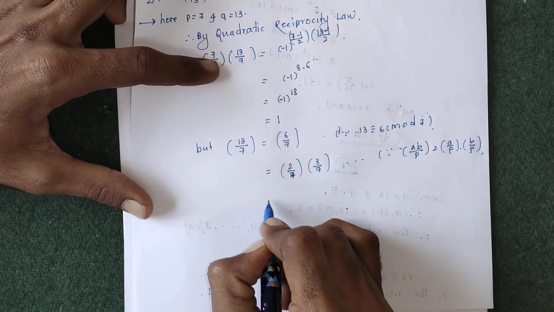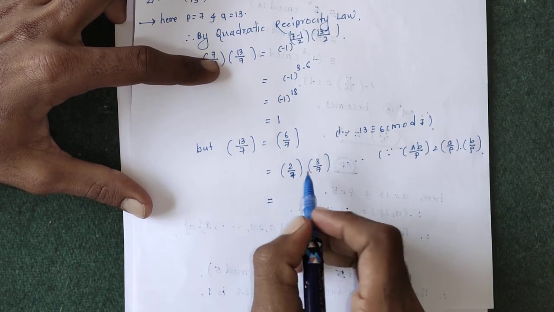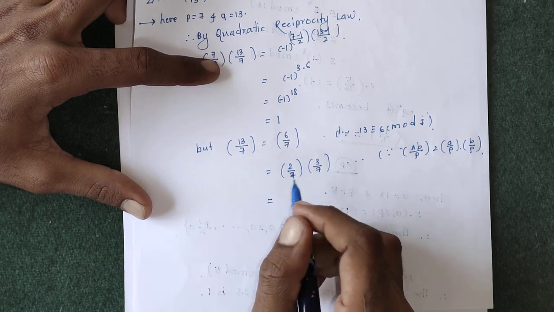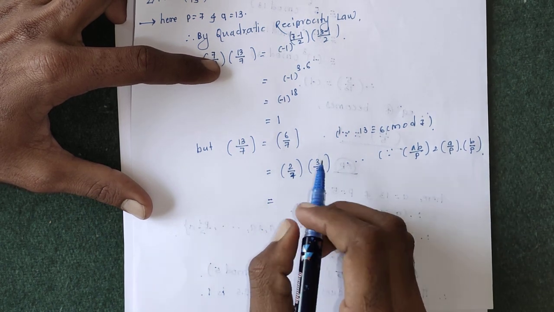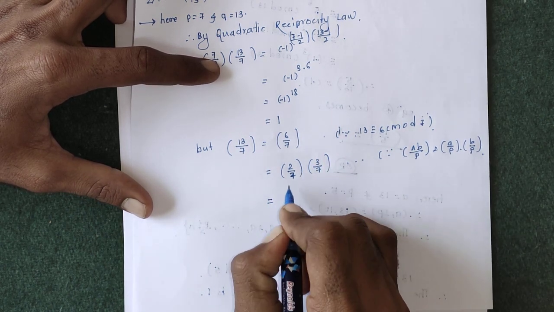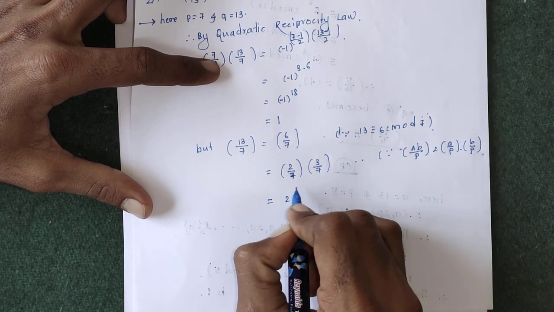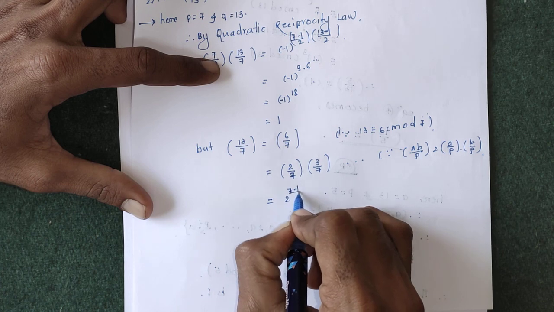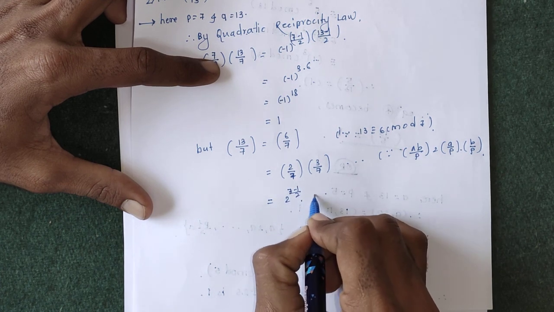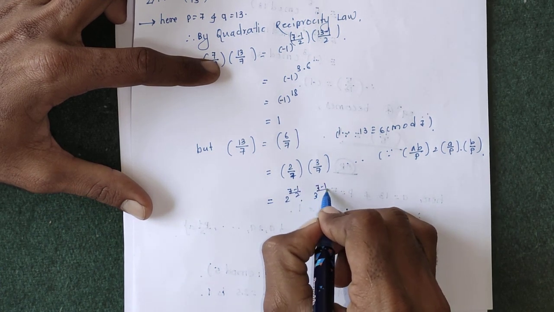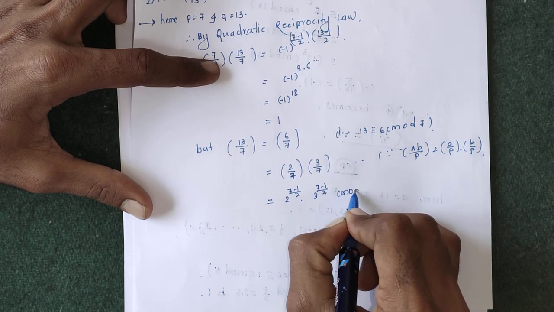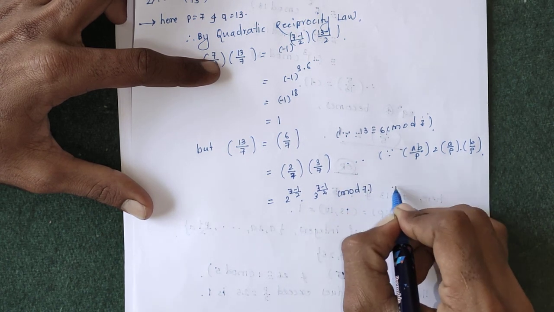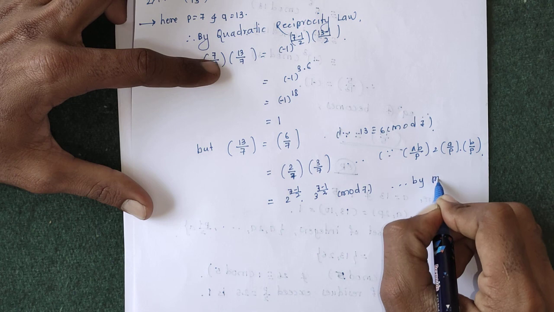Now, we know that the Legendre symbol of 2 and p is equal to, or we can use the first property, that is 2 raised to (p-1)/2, that is (7-1)/2, under modulo 7, and again 3 raised to (7-1)/2 under modulo 7, by property number 1.